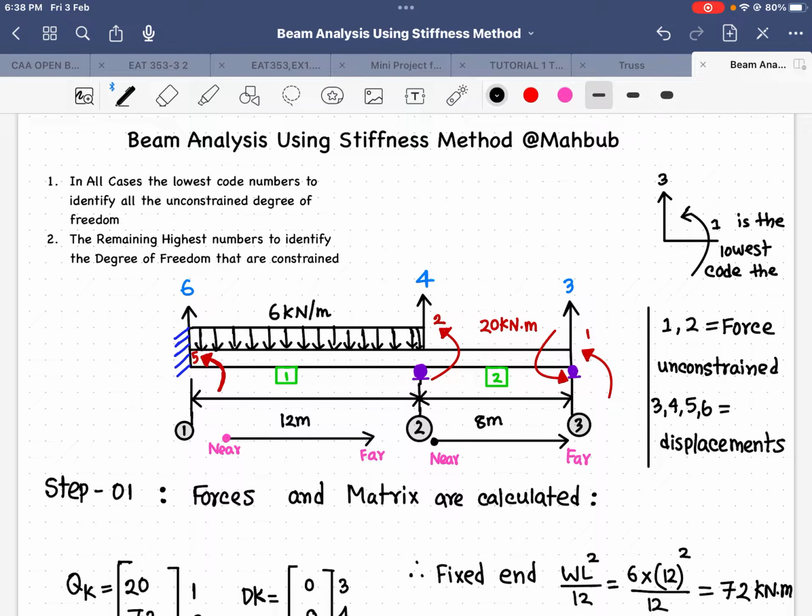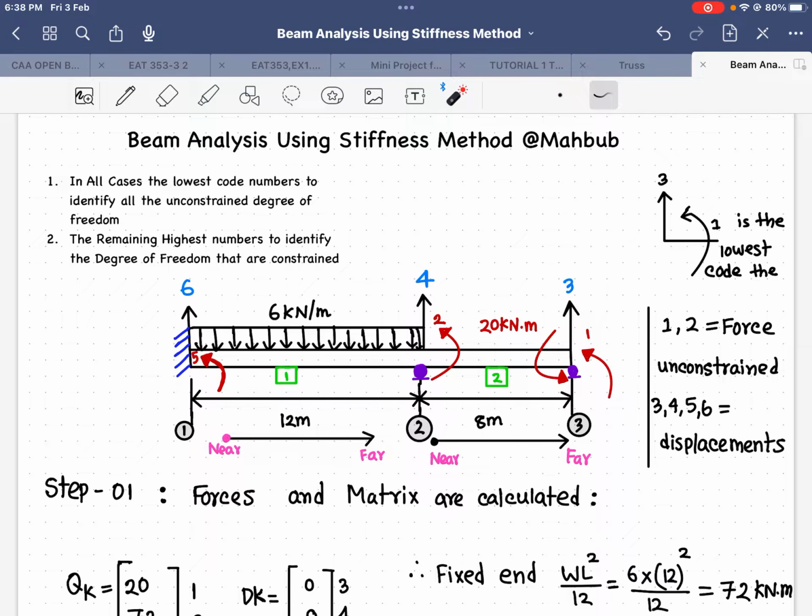Hello everyone. Today we are going to talk about beam analysis and we will use the stiffness method. I will show you how easily you can analyze a beam by using the stiffness method. All right, so let me start.